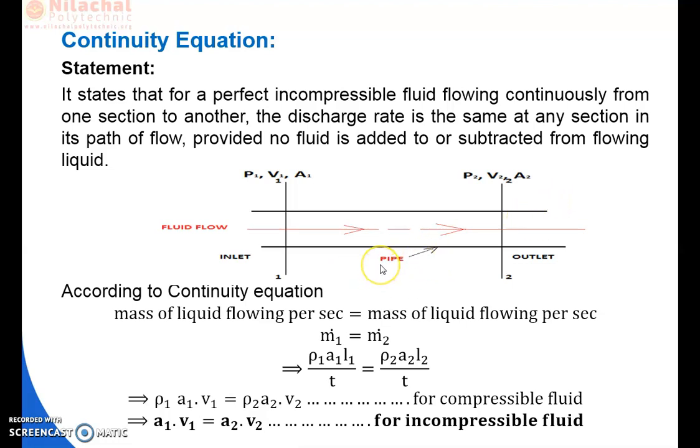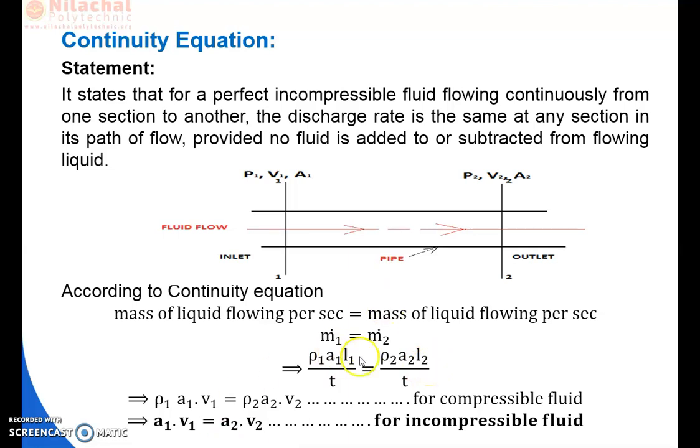According to the continuity equation, the mass of liquid flowing per second at inlet is equal to the mass of liquid flowing per second at the outlet. That means m dot 1 is equal to m dot 2. We know that density is equal to mass per volume, so mass is equal to density into volume. That is rho 1 into A1 L1, where A1 is the area and L is the length. So A1 L1 is equal to V1. Similarly, A2 L2 is V2 at the outlet.